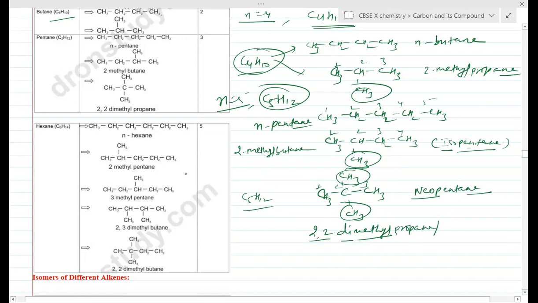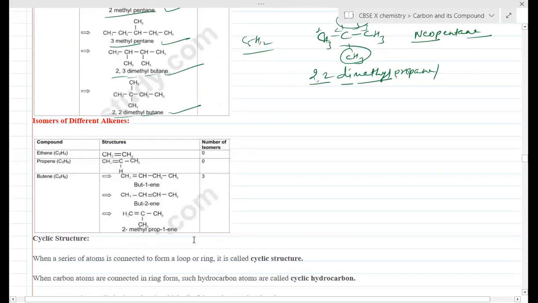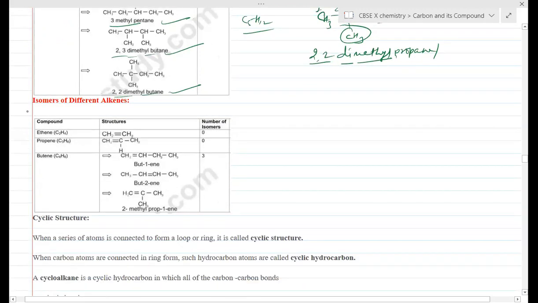Okay. So here structure on isomers of pentane is there. That is normal pentane, 2-methyl butane, and 2,2-dimethyl propane. Similarly, hexane isomers are there. Normal hexane, 2-methyl pentane, 3-methyl pentane, 2,2-dimethyl butane, 2,3-dimethyl butane. These are the isomers of hexane. They may ask you. Okay, when we talk about the isomers of alkenes are also possible.